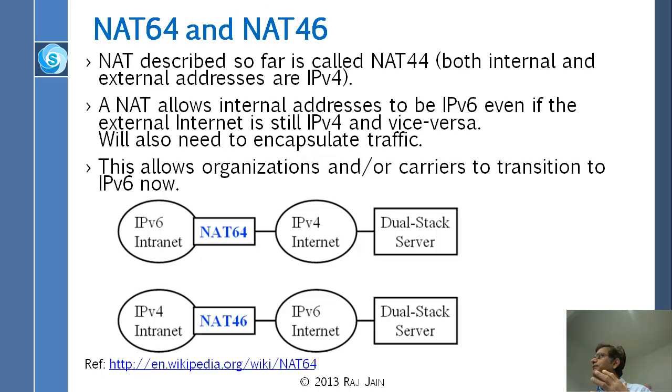So NAT 64 will not only change the addresses, but it will also encapsulate the packet so that everybody on the way will understand. Only the destination at the end will de-encapsulate it and then figure out what to do with this packet. But you can go through the public internet, the IPv4 internet. Similarly, there is a NAT 46 which does just the opposite.